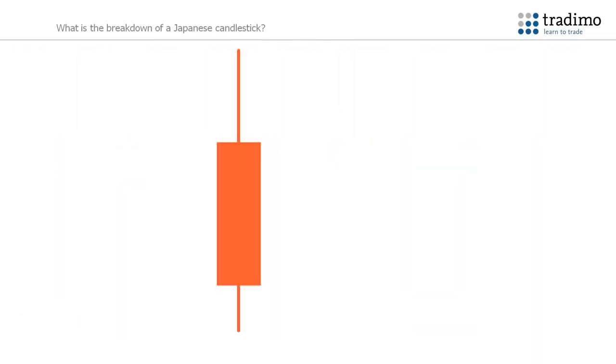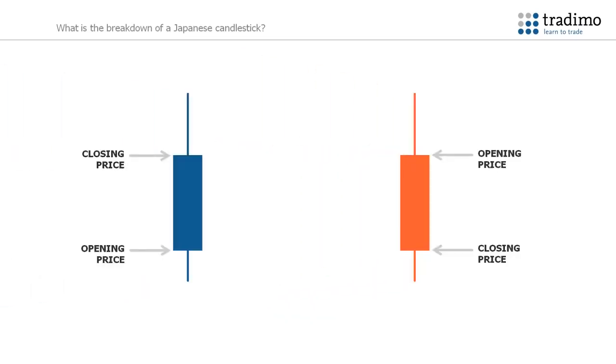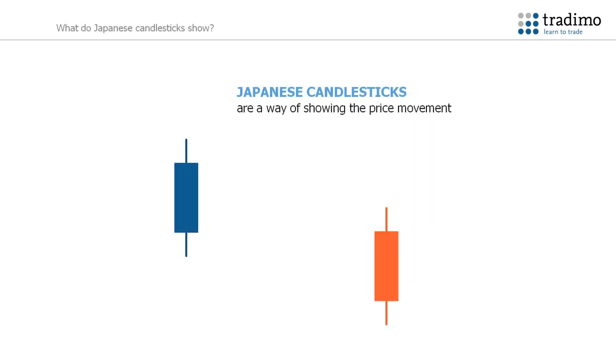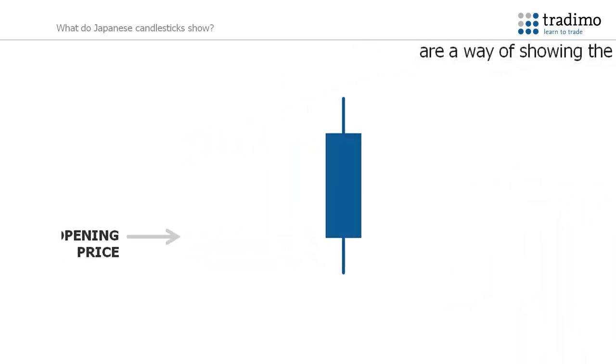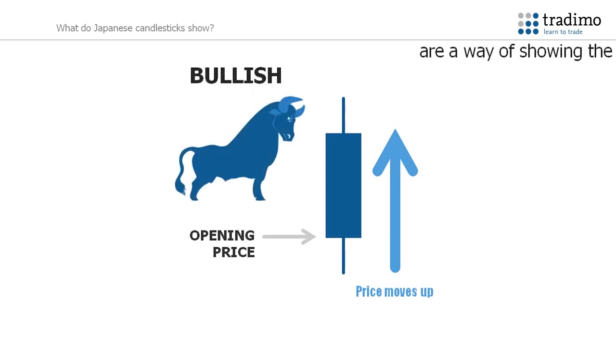An orange candle forms when the price goes down during the formation of the candle. So an orange candle has the opening price at the top of the body and the closing price at the bottom. The wicks show you the highest and lowest price that has been reached during the period of the candle. As you have seen, the color of the candlestick will tell you whether prices have risen or fallen during the period. A candlestick that is rising is referred to as bullish.